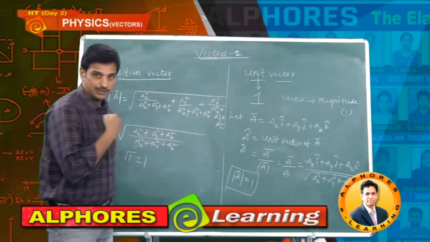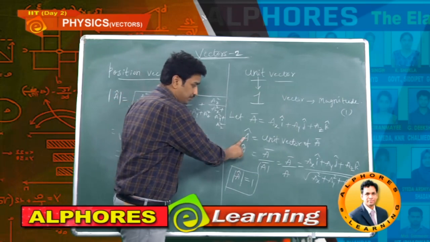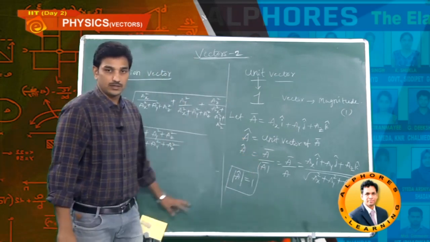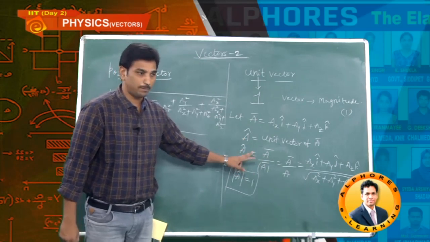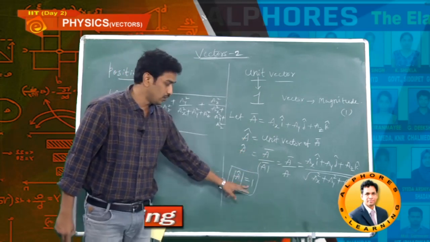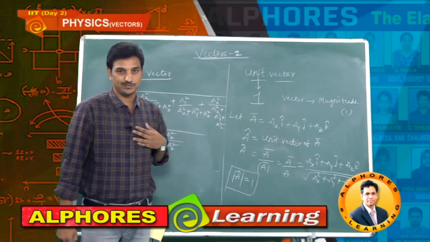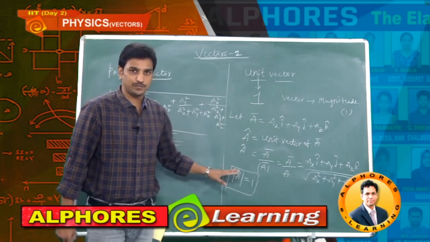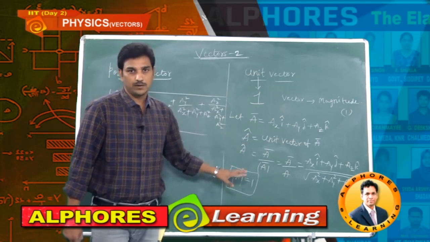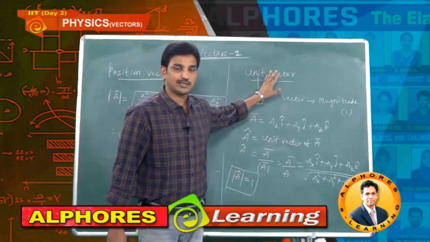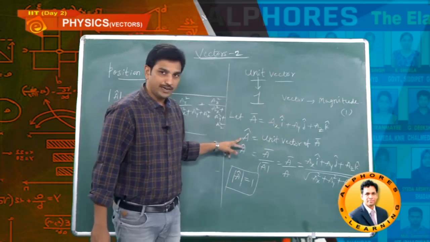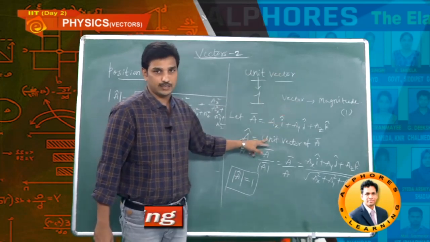So I am correct. What is the definition, A cap is equal to A bar by mod A bar? It's correct because the magnitude of a unit vector is 1. Then you can believe me 100%. So here we understood what a unit vector is. What's the meaning of unit vector? The vector magnitude should be unit, that's 1.